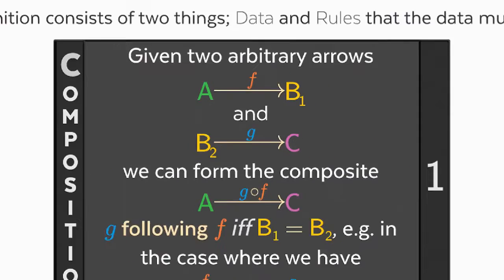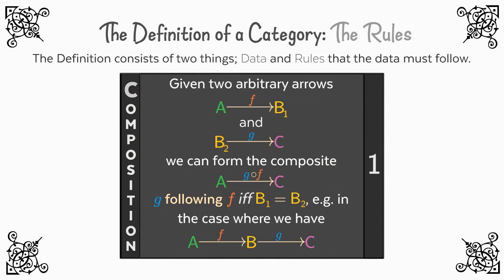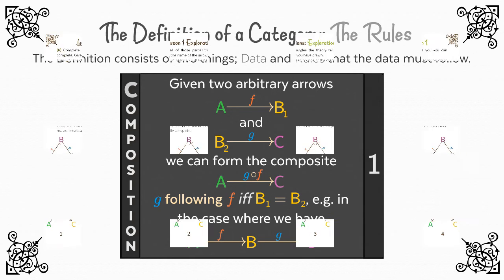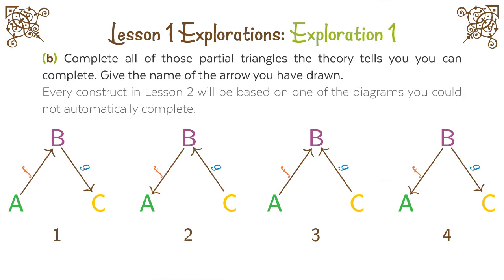So remember in video 2 when we discussed composition, we said that given two arbitrary arrows, A to B1 and B2 to C, we can form the composite G following F from A to C if and only if B1 equals B2. That is, whenever we have a path of two consecutive arrows. Well, in diagram 1, we have such a path. We can get from A to B and from B to C, so we can get from A to C. And the name of this arrow should be G following F, which means apply F, then apply G.